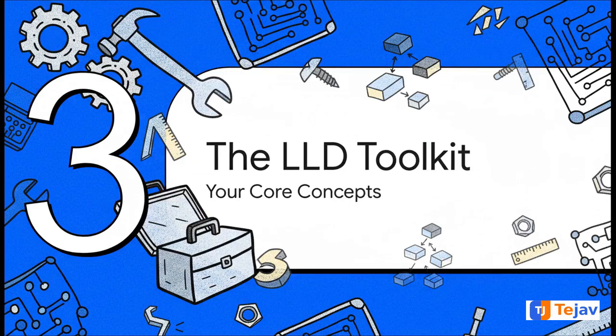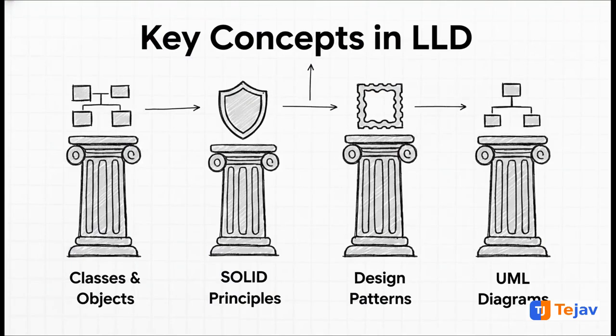So, if you want to get good at LLD, what's in your toolkit? Well, there are a few core concepts that you absolutely have to master. Let's take a quick look. Your LLD toolkit is basically built on 4 pillars. First, a solid understanding of classes and objects. Next, applying the SOLID principles for clean code. Then, knowing how to use established design patterns. And finally, being able to visualize it all with UML diagrams. Think of these as your secret weapons for that interview.